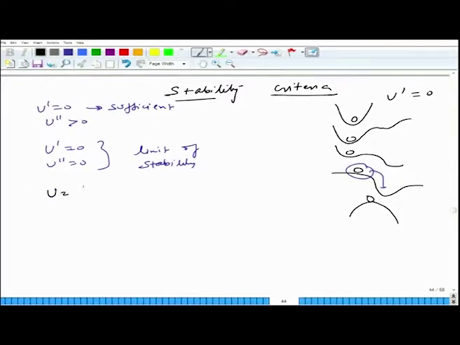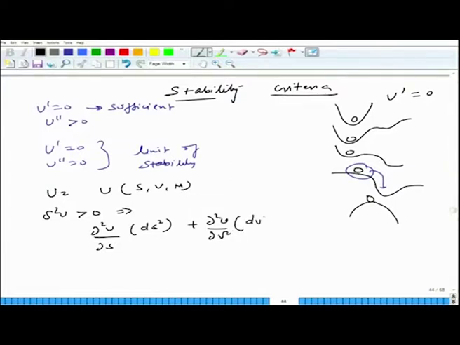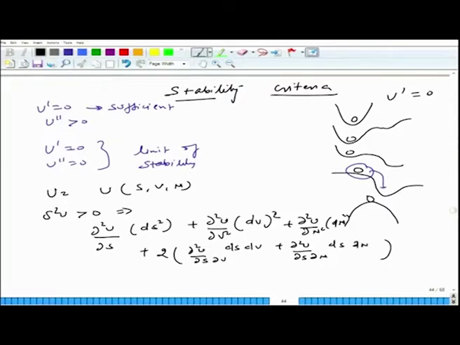So let me just consider a simple example. We will take u as a function of S, V, and N, and what we are interested in is that for the case of stability, the second derivative has to be greater than 0. In other words, we need this condition. Now since this is a function of S, V, and N, I can write this as a sum of various different second order derivatives, plus 2 times the mixed derivatives. Just for completion I am going to write it. Some of you already know this, but it is just to make sure that we are on the same plane.